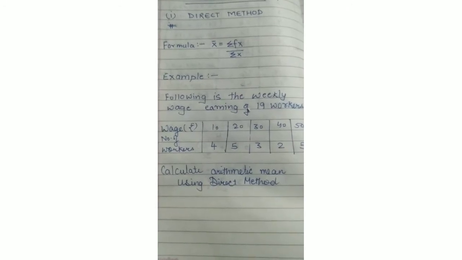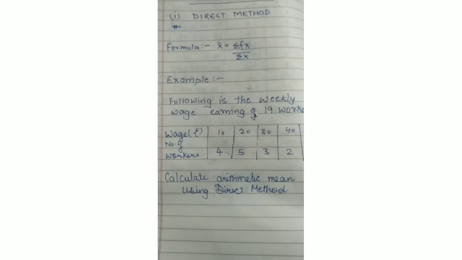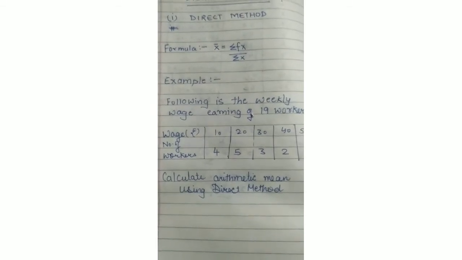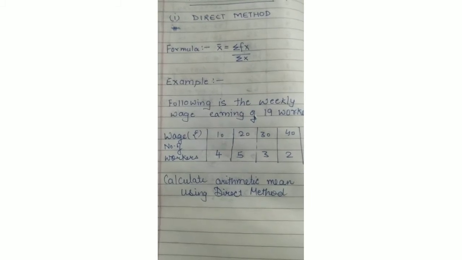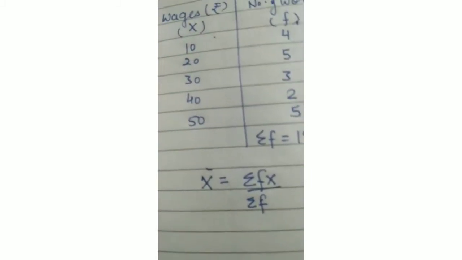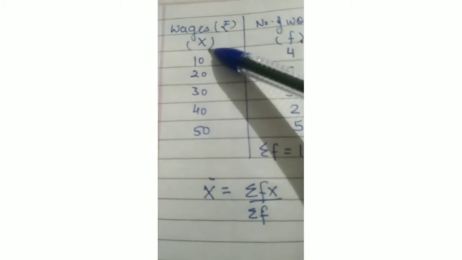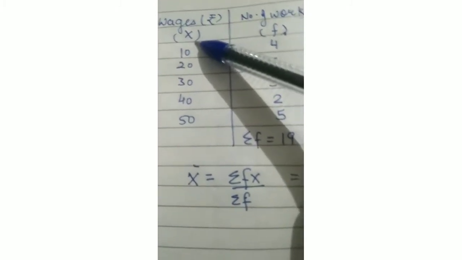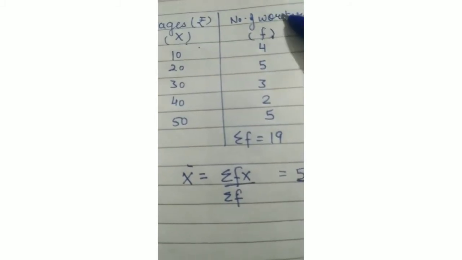So now for this we will apply the formula of direct method, that is mean equals to sigma fx divided by sigma f. Now understanding this with the proper solution. We will consider our wages as x, as we are talking about discrete series, so we have to use frequencies. Here our frequencies were the number of workers.